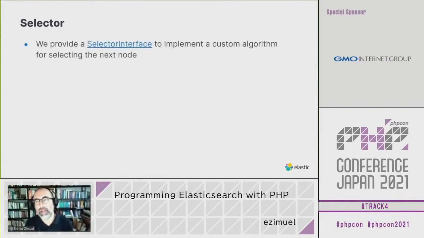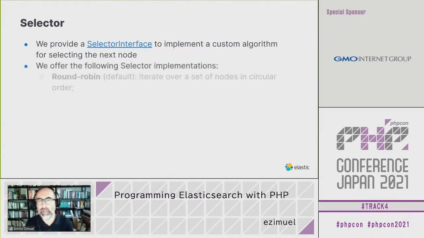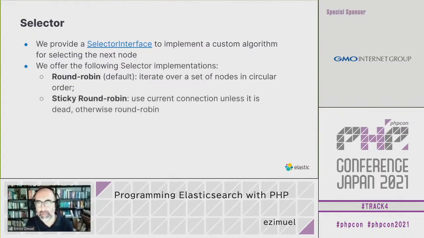We also provide a selector interface where you can implement your custom algorithm for selecting the next node. As I mentioned, we have the round robin, which is the default one. We also offer a sticky round robin algorithm that uses the current connection unless it's dead, otherwise it uses round robin. And we also have a random algorithm that selects the node randomly. But as I mentioned, this is an interface, so if you implement your custom algorithm, you can use your custom implementation.